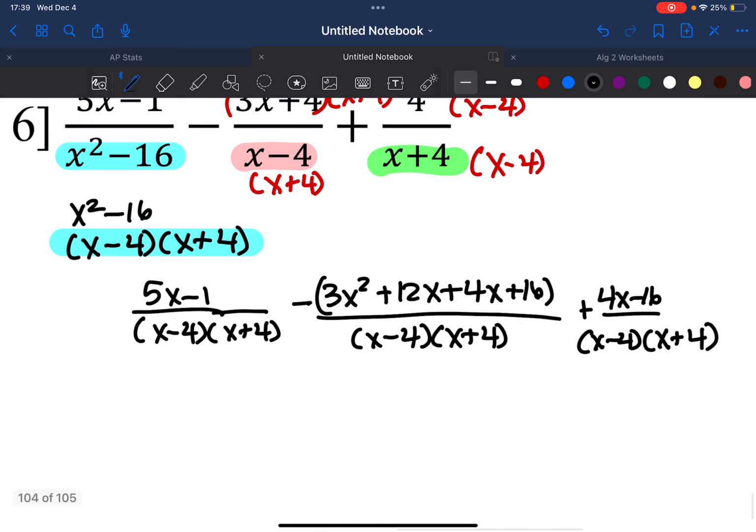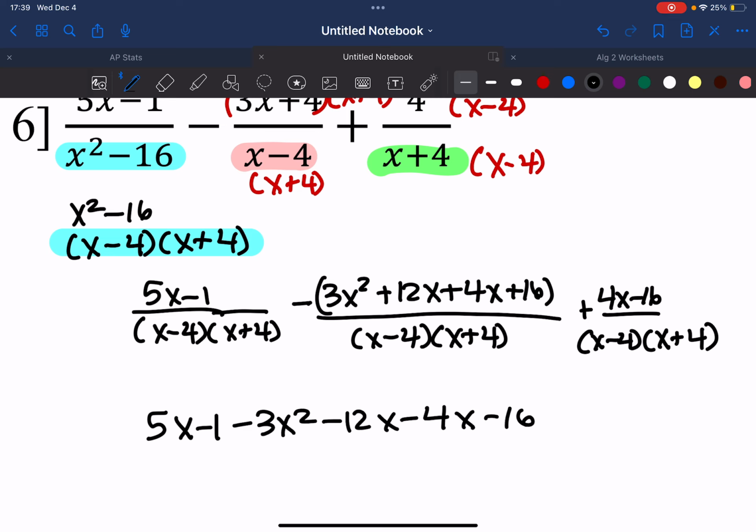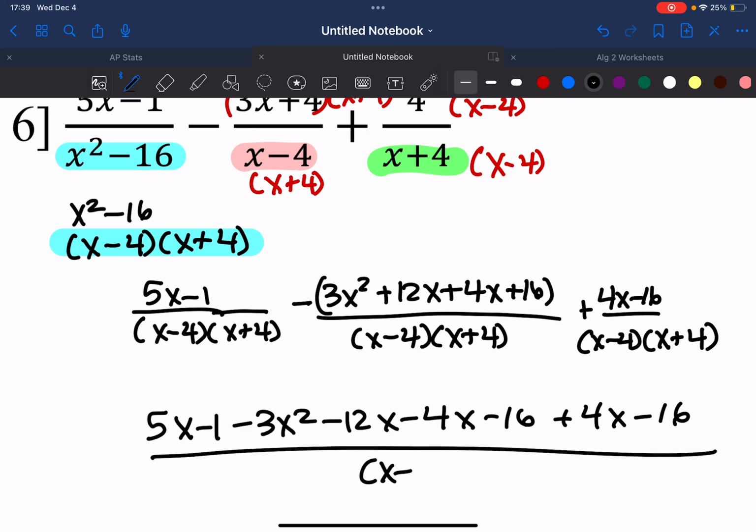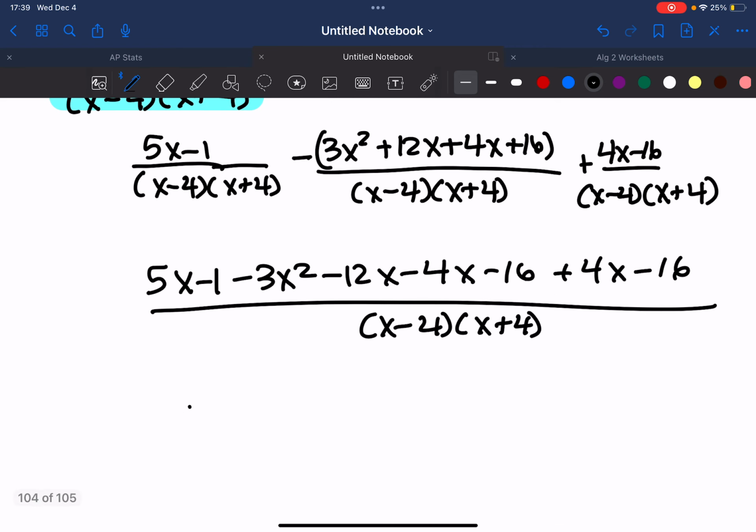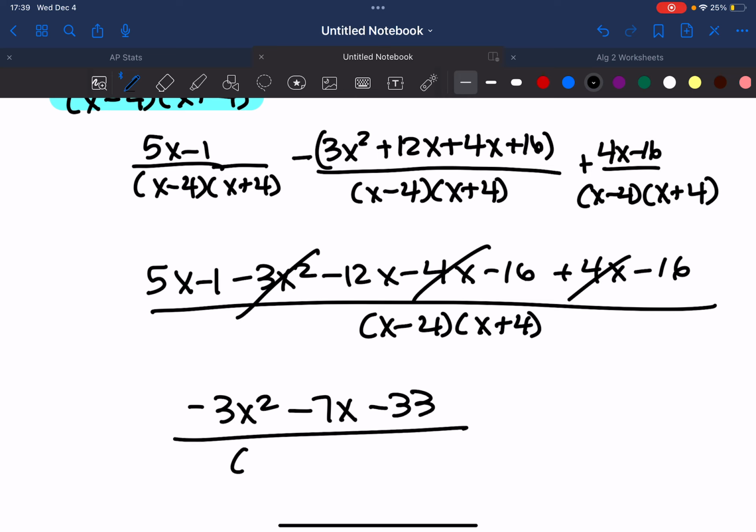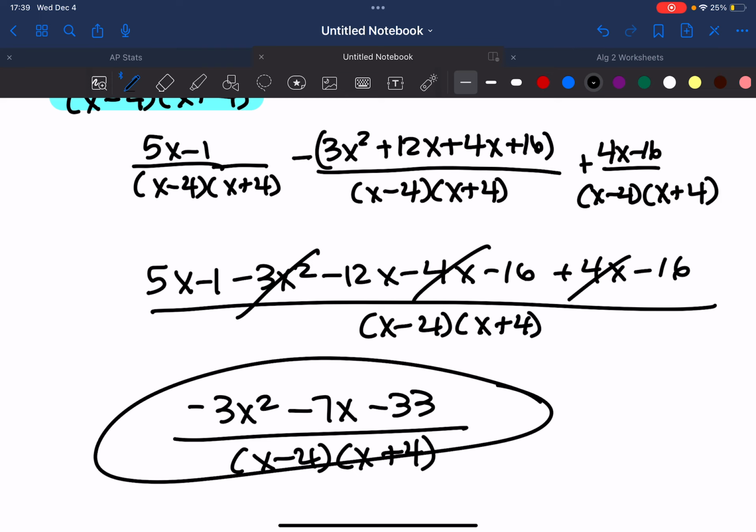Now that all my denominators are the same, I can add my numerators. So I have 5x minus 1 minus 3x squared minus 12x minus 4x minus 16 plus 4x minus 16, all over x minus 4 times x plus 4, which means I have negative 3x squared. Okay, these 4x's cancel. Minus 7x minus 33 all over x minus 4 times x plus 4. That's my answer.